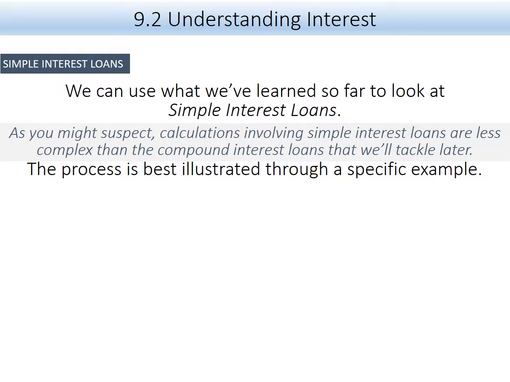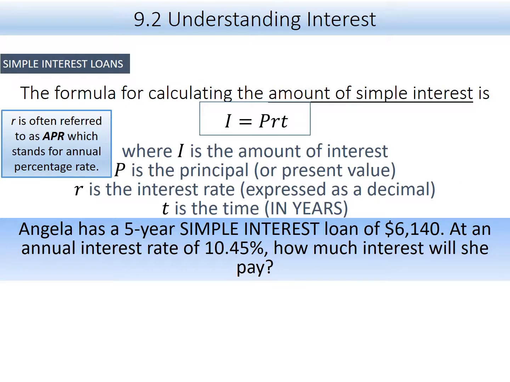The best way to think about this, I think, is just by doing an example. Suppose we have Angela. She's got a 5-year simple interest loan of $6,140. At an annual interest rate of 10.45%, how much interest will she pay? Remember, this is a simple interest loan, so we can calculate using I equals PRT.